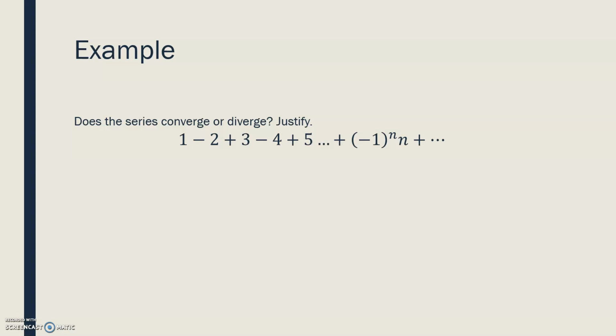All right, so here's an alternating series. Does it converge or diverge? So the first part of the test is we take the limit as n goes to infinity of our terms. And we get infinity. So that limit does not exist. So this series diverges by the nth term test.